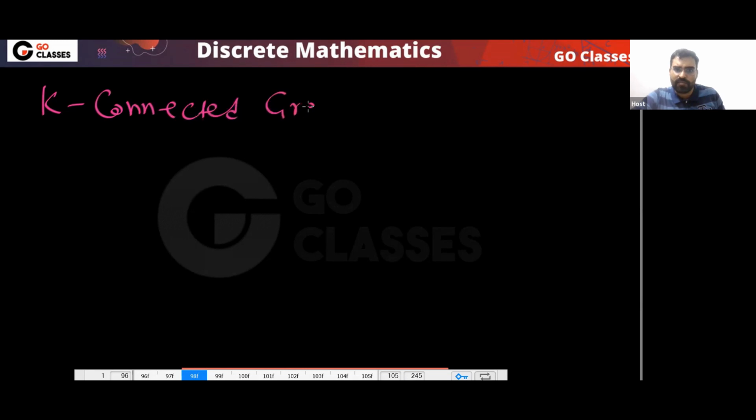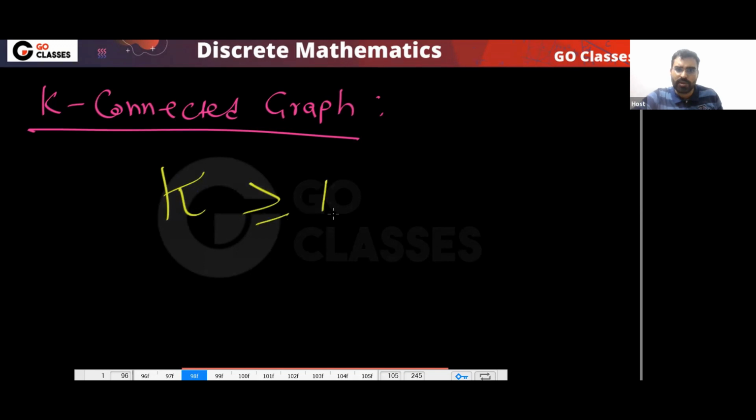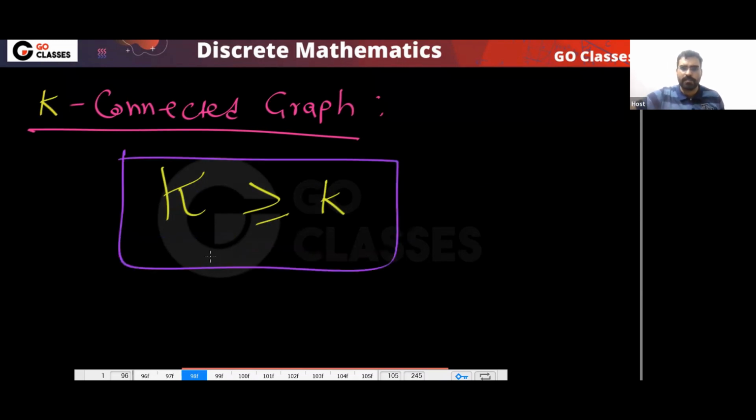K connected graph, what is that? It simply means that kappa, the connectivity number, is greater than or equal to K. Kappa is greater than or equal to K. Is this clear? Your connectivity number is greater than or equal to K.